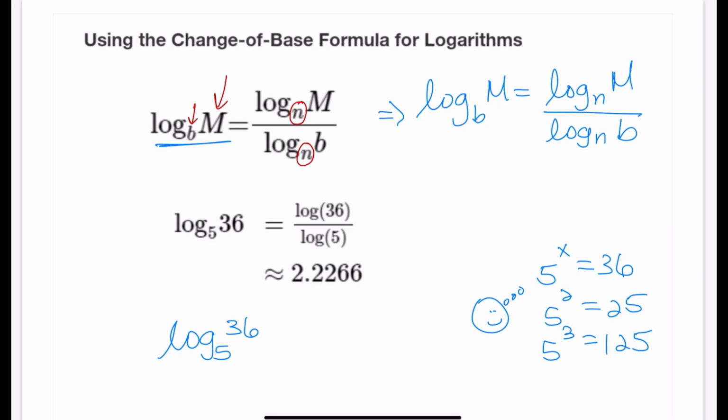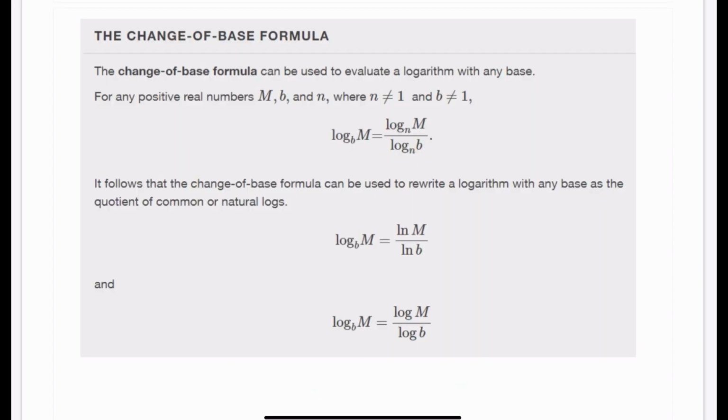So instead, one of the things that we can do is use a change of base formula, and I can say, let me take the log of 36 and divide this by the log of 5. When I have a log with no base, it's base 10, and the calculator can do it for you. So if you divide this, it's going to be approximately 2.2266, which again makes sense because I told you the answer should be closer to 2 than it is to 3. So that's basically it.